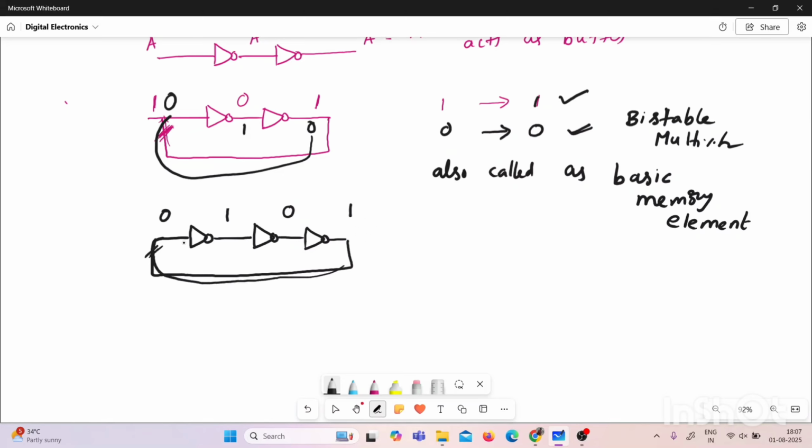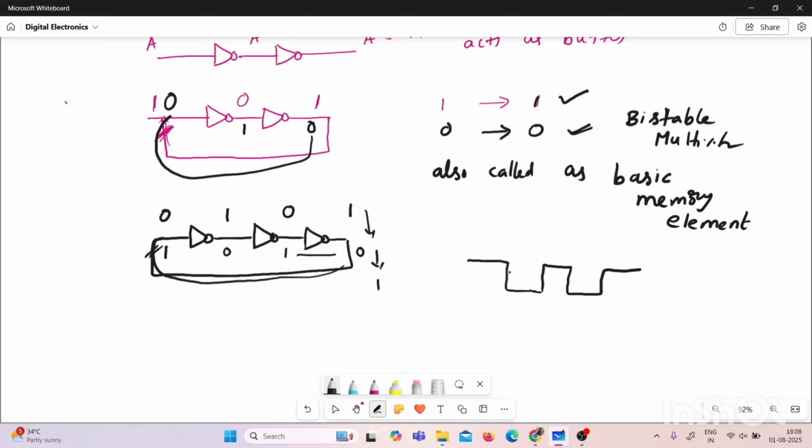So what you are getting now is 1. Again that 1 is converted to 0, and 0 is converted to 1, and again 1 is converted to 0. Like this, whatever input you apply, it does not remain the same. It is continuously changing, 1 to 0, and 0 to 1, and 1 to 0. That means we are not able to maintain the same stable state. Sometimes for some duration you are getting 1, and after some time it changes to 0, and again this 0 changes to 1, like this.